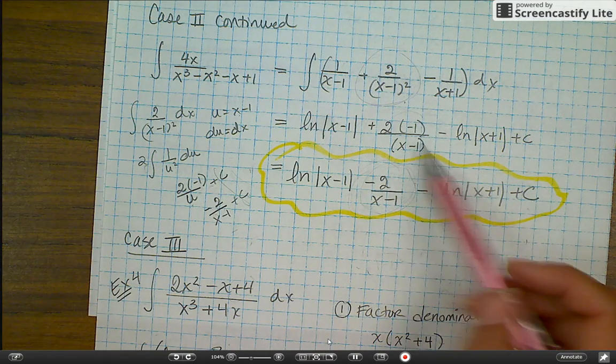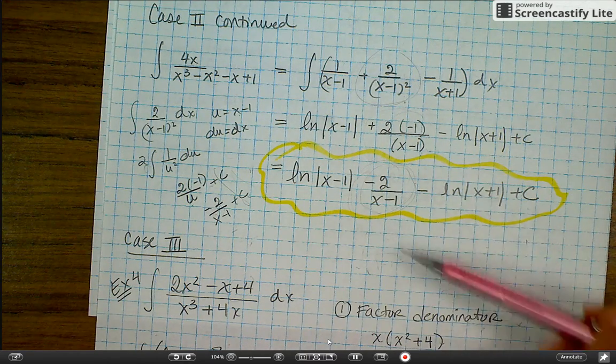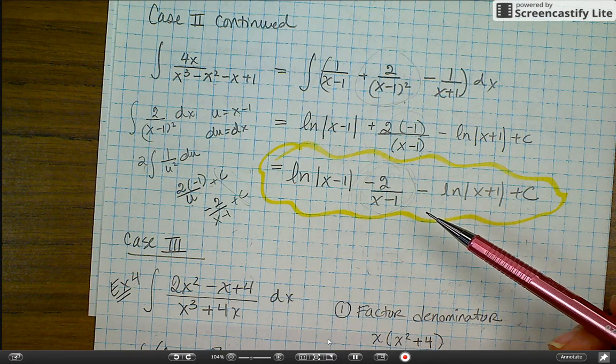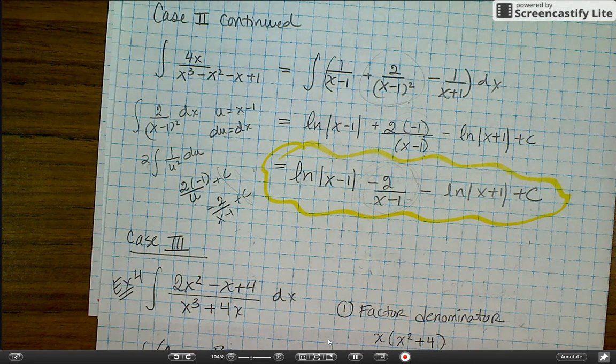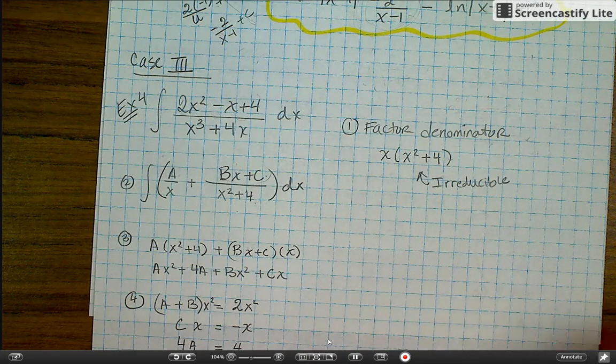When I did my work, I didn't do u substitution. I kind of just did it in my head and undid this process. But whatever method you use that is correct, you would get this, okay? So that is the conclusion of case number 2. Now, case number 3.